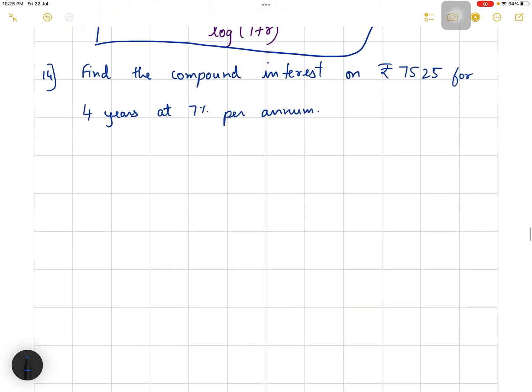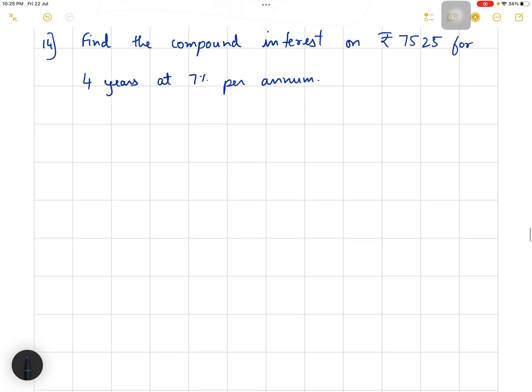Now let's start solving from the first problem of my compound interest, the 14th problem of this part. Find compound interest on rupees 7,525 for 4 years at 7% per annum. Let us write what all is given. You are supposed to find compound interest.